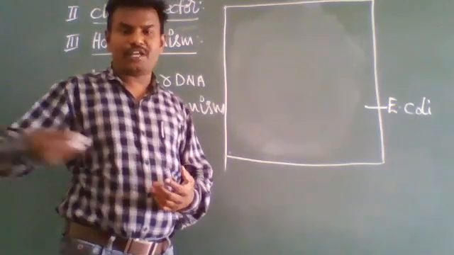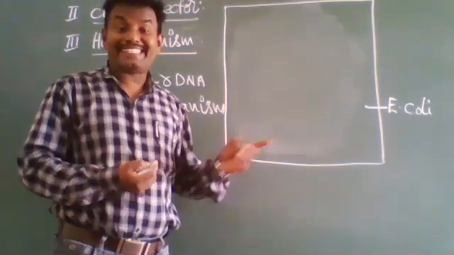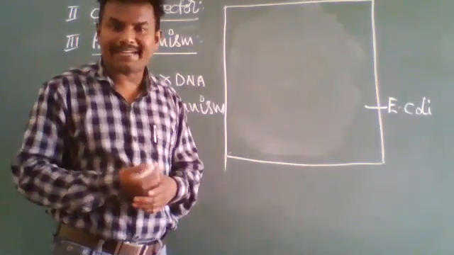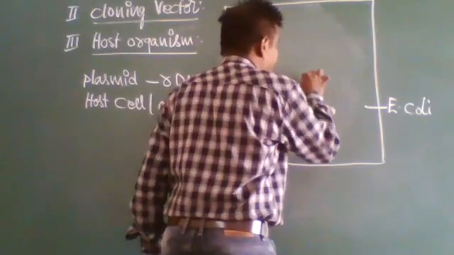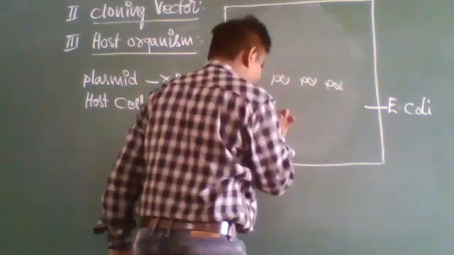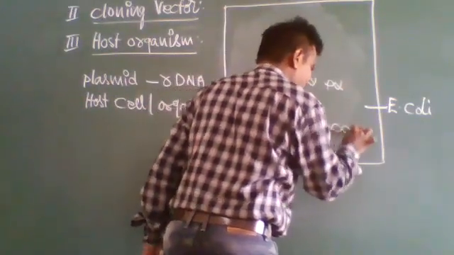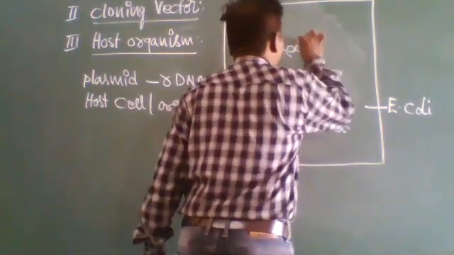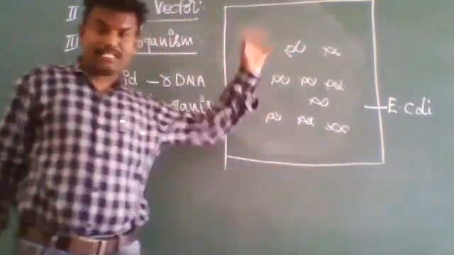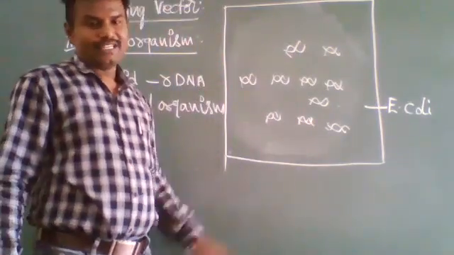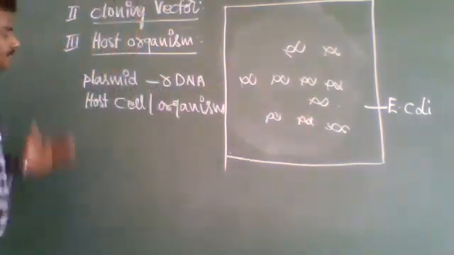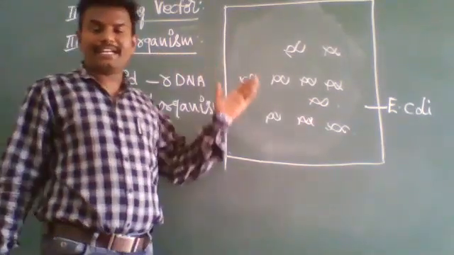The process of production of multiple copies of the desired DNA fragment is called cloning. So a number of DNA fragments are formed. Millions of copies are formed like this. So that's how it works in recombinant DNA technology.